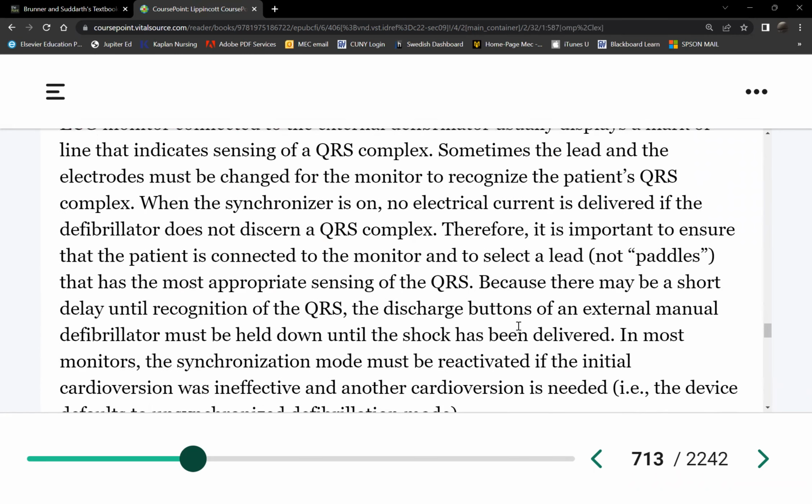In VTAC, pulseless VTAC, VFib, the patient's not conscious at all. So do we care about sedation? No, the patient won't know what's going on.